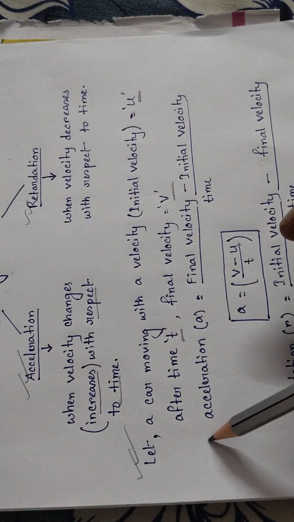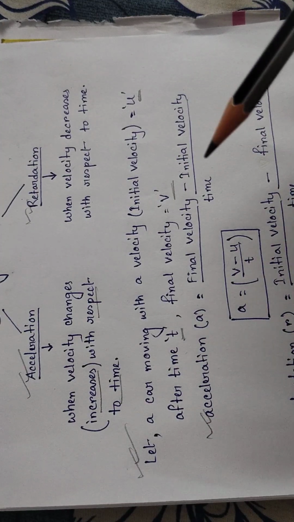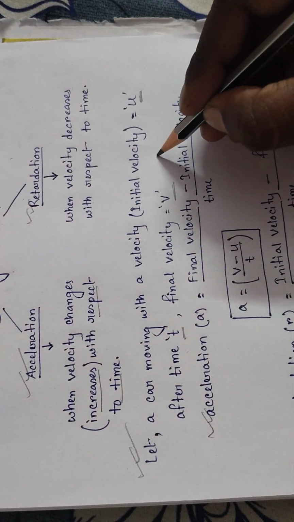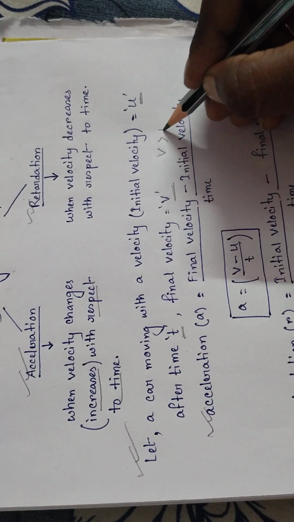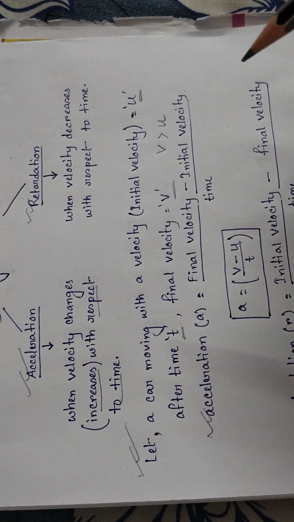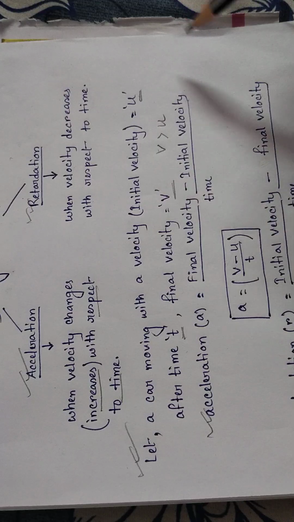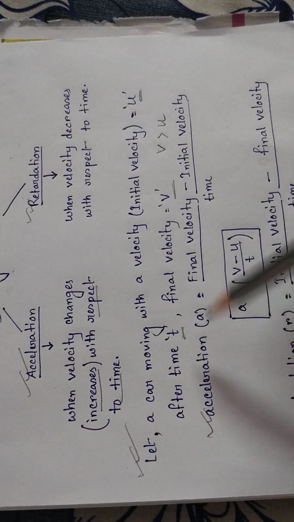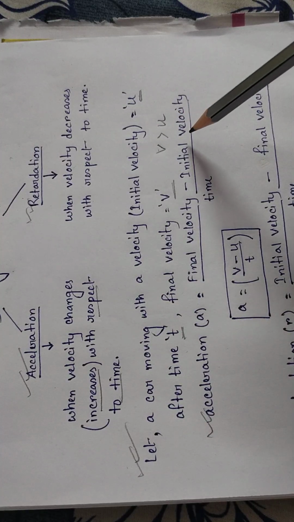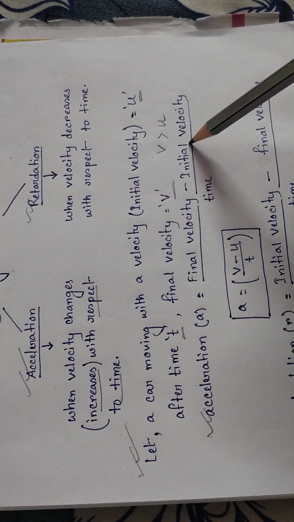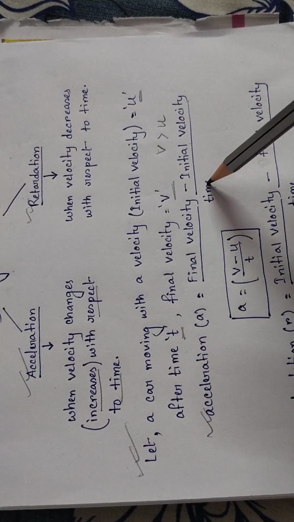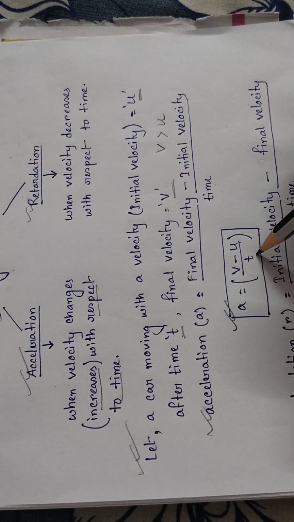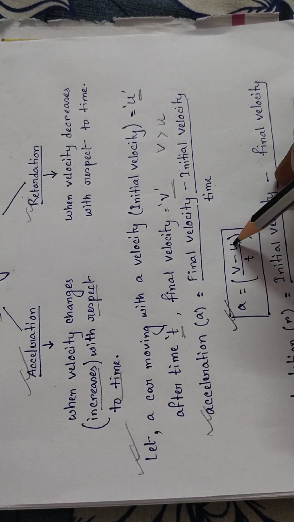In the acceleration case, we know that velocity increases with respect to time. When velocity increases with respect to time, obviously the final velocity will be greater than the initial velocity. So in case of acceleration, we subtract the initial velocity from the final velocity: final velocity minus initial velocity by time. This is the formula of acceleration. The formula of acceleration is v minus u by t, where v is the final velocity, u is the initial velocity, and t is the time.